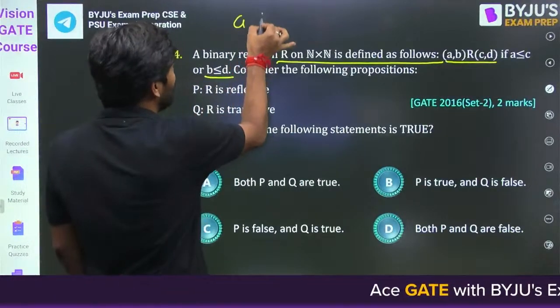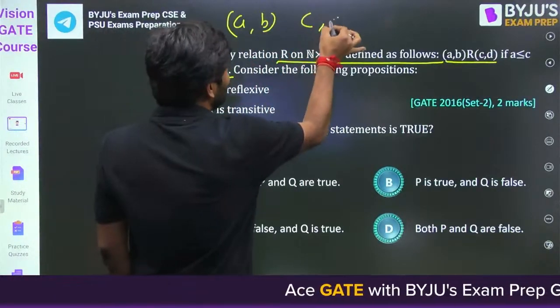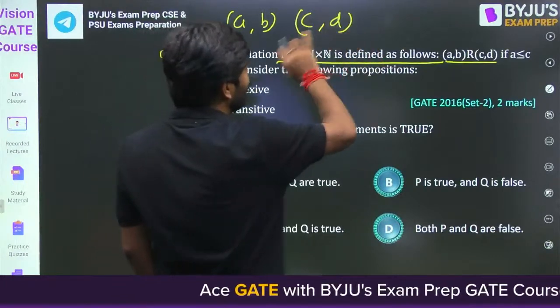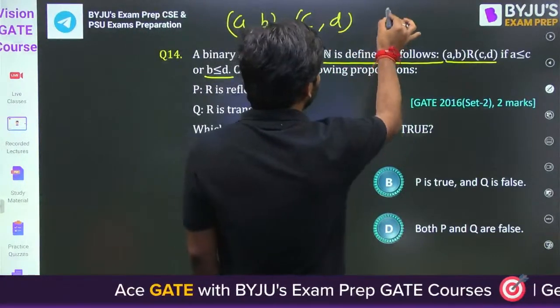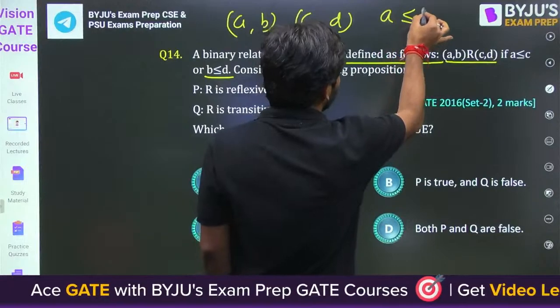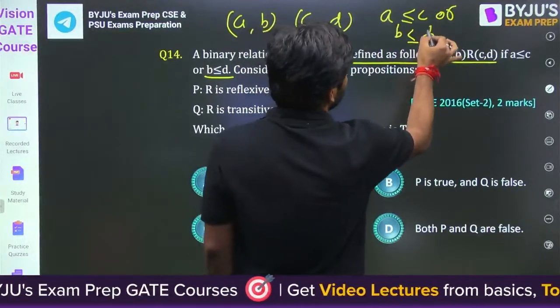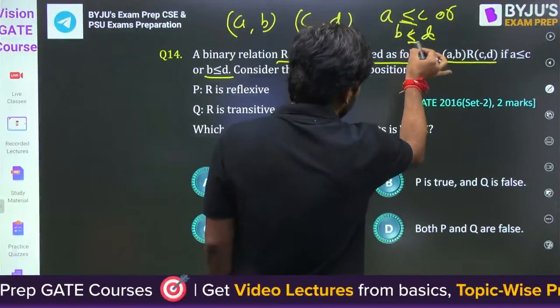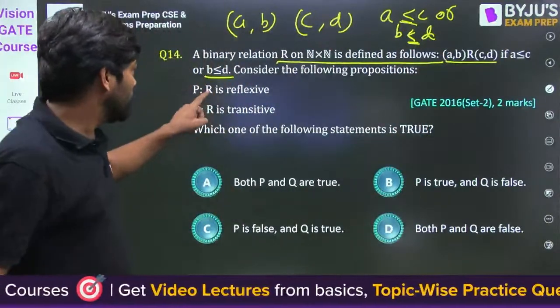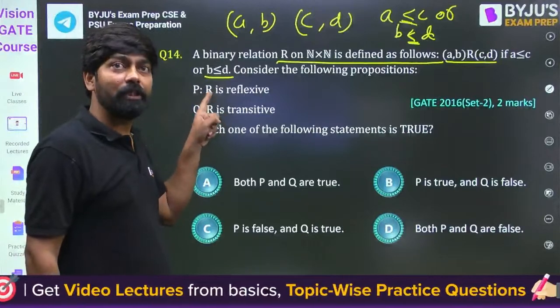See here, the ordered pairs they have given are (A, B) and (C, D). They have given A less than C, or B less than D, written as less than or equal to. So they are asking: proposition P, R is reflexive.